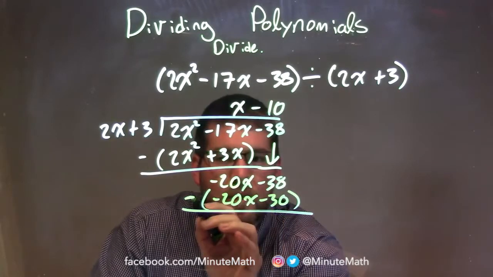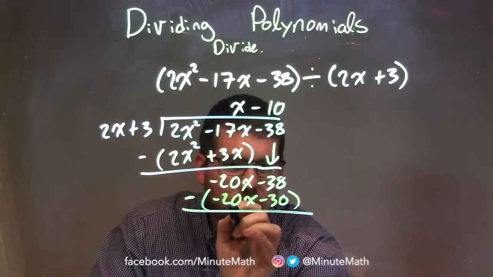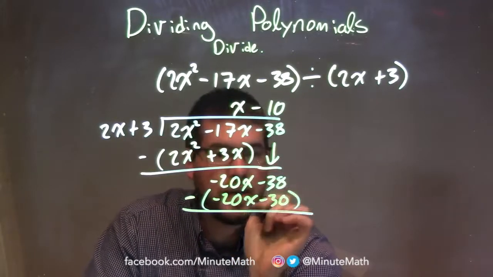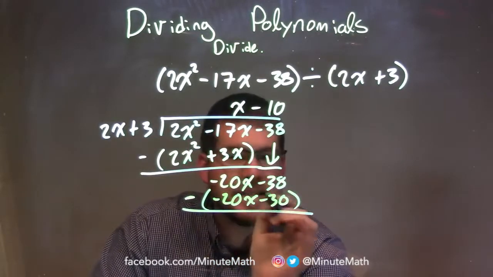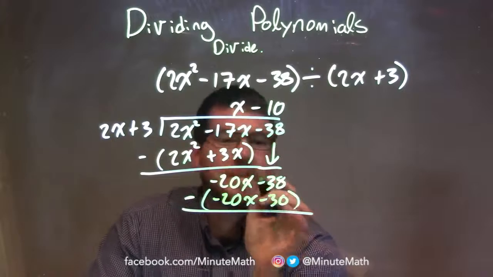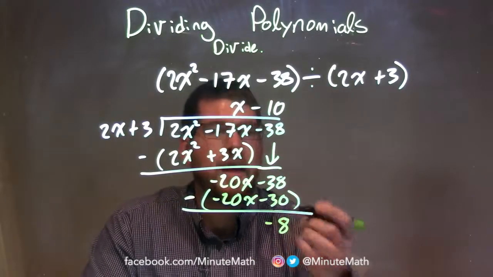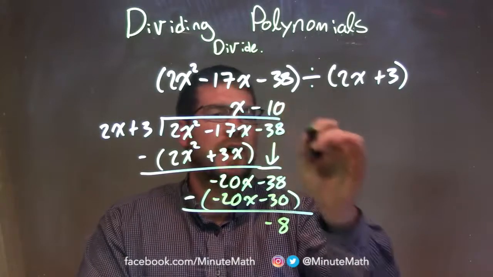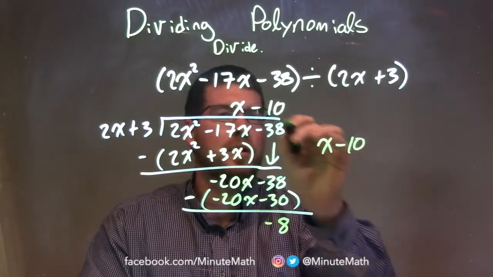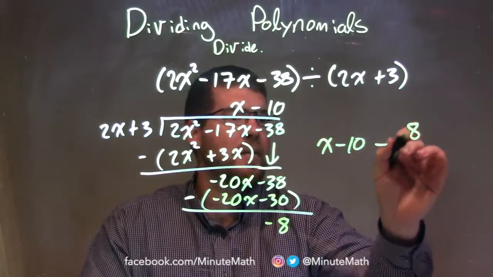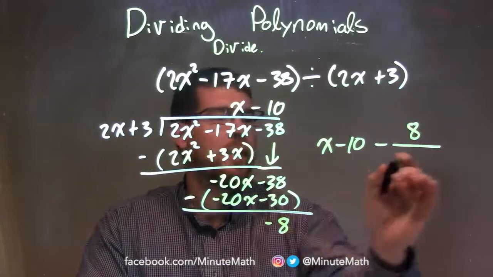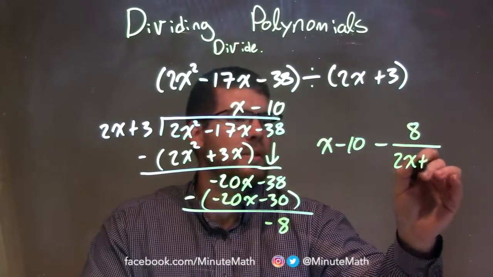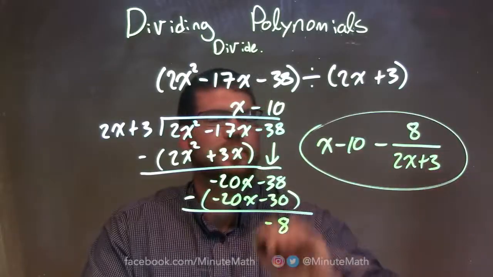So negative 20x minus a negative 20x is adding a positive 20x, which is just 0. Good, it should eliminate. Negative 38 minus a negative 30 is adding a positive 30, which is just a negative 8. Now I have my remainder right there. So my final answer is x minus 10, written up top, minus 8, my remainder, over my divisor, 2x plus 3. And there we go.